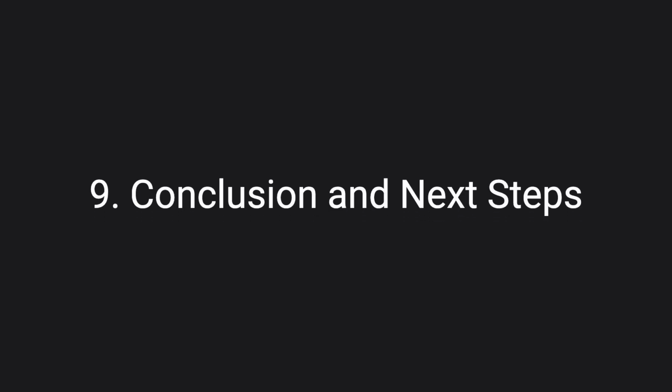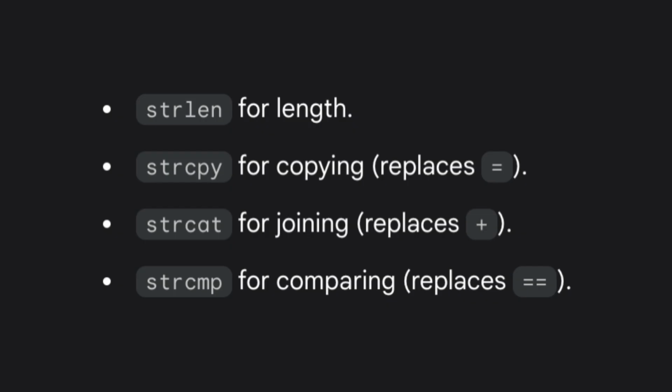Ninth, conclusion and next steps. The string.h library is essential for C programming. It allows us to move beyond manual character manipulation. Today we learned strlen for length, strcpy for copying, replaces the assignment operator, strcat for joining, replaces the plus operator, strcmp for comparing, replaces the is equal to operator.